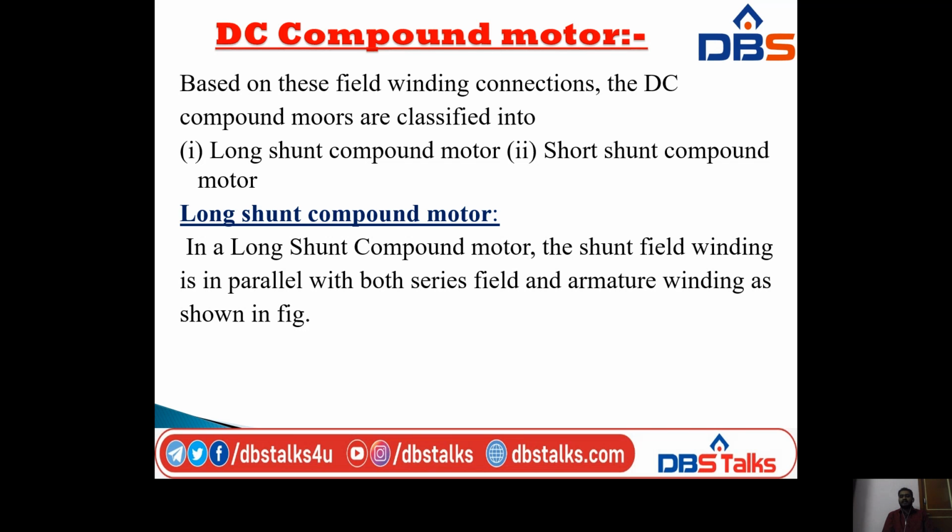Based on the field winding connections, the DC compound motors are classified into two types: the long shunt compound motor and the short shunt compound motor. Firstly I am taking the long shunt compound motor. In a long shunt compound motor, the shunt field winding is in parallel with both the series field and the armature winding as shown in the figure.